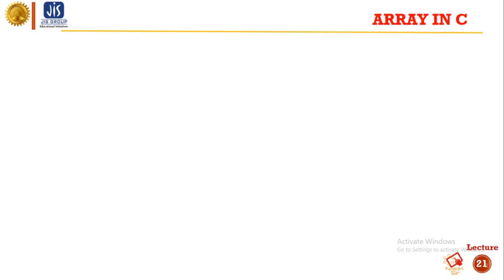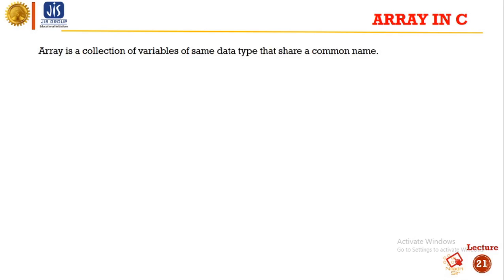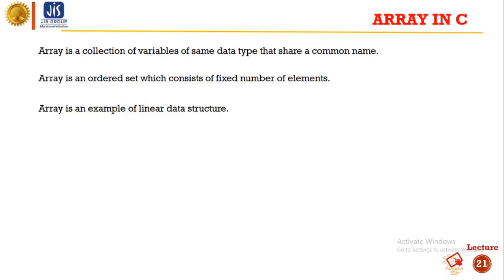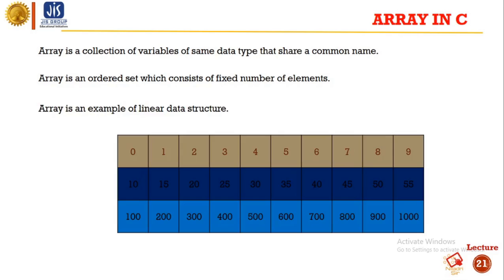Now what is an array? Basically, an array is a kind of data structure that can store a fixed size sequential collection of elements of the same type. An array is a collection of variables of the same type that share a common name. An array is an ordered set which consists of a fixed number of elements. It is an example of a linear data structure.